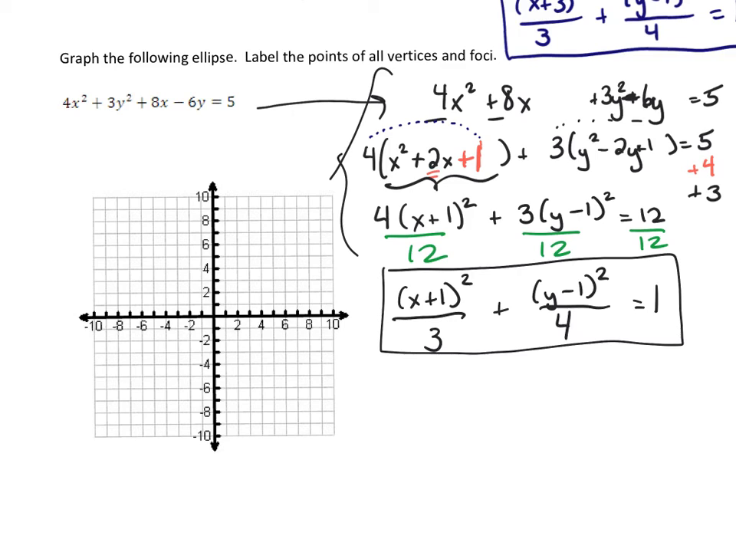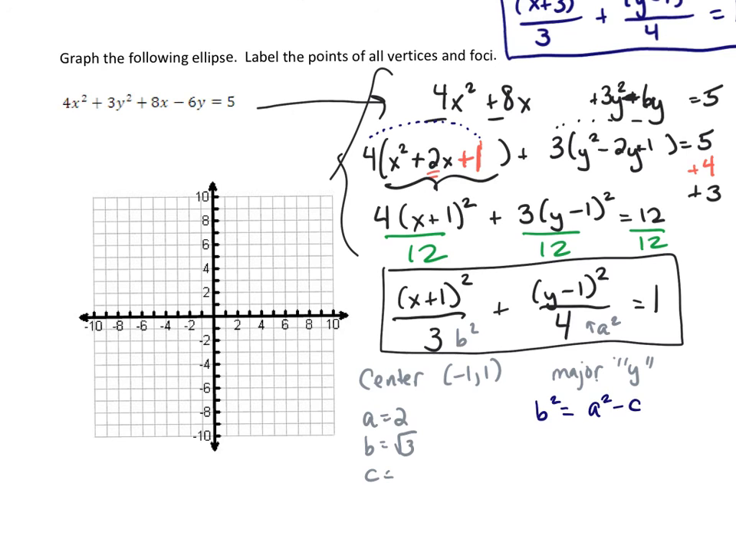So now graphing it, nothing too tricky. The center is going to be the opposite of what's with the x and y, so that's negative 1 and 1. The major axis is going to be the y-axis because the bigger number is under the y. A is going to be 2 because this is, of course, a squared, and this is b squared, so b is radical 3. And I don't have c, but of course we know by now we can find it because we know b squared equals a squared minus c squared. So b squared is 3, a squared is 4 minus c squared. So c will turn out to be 1.